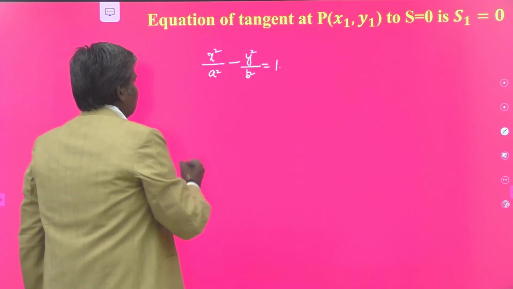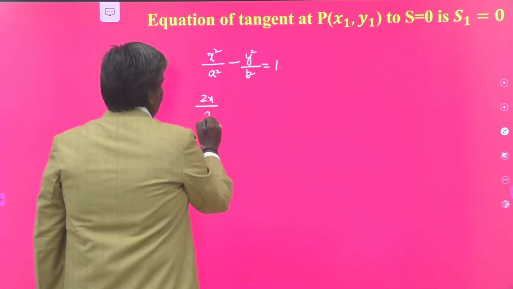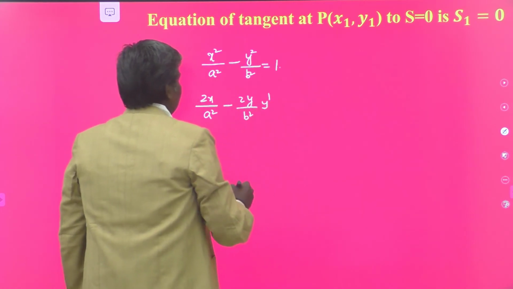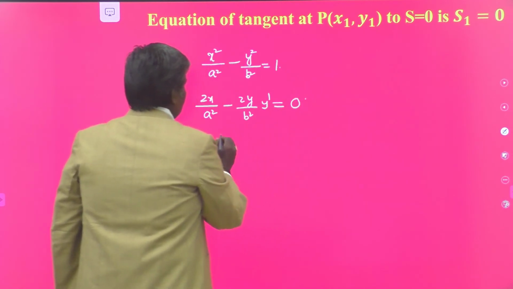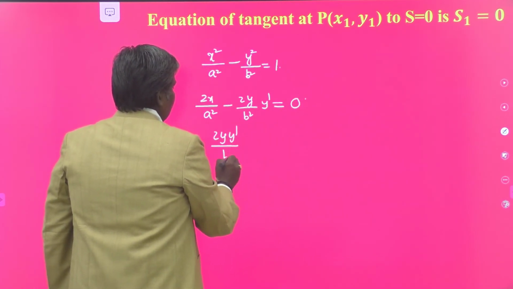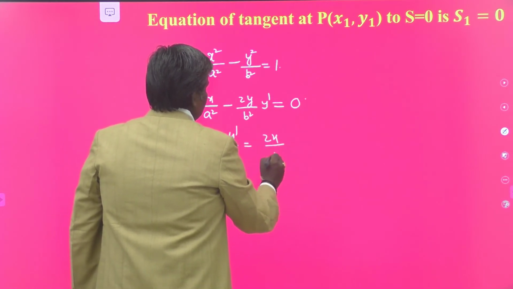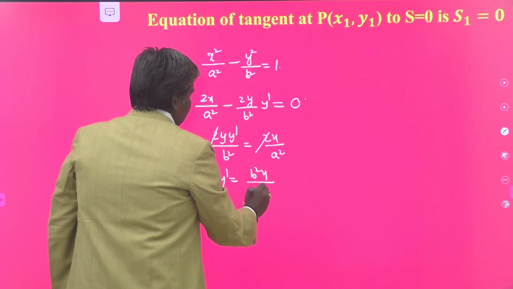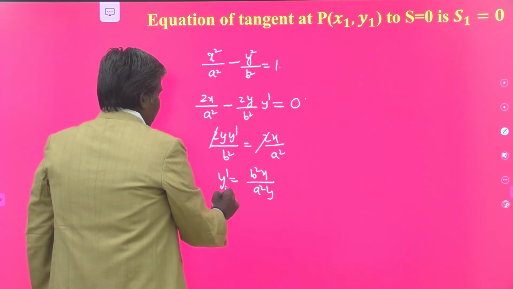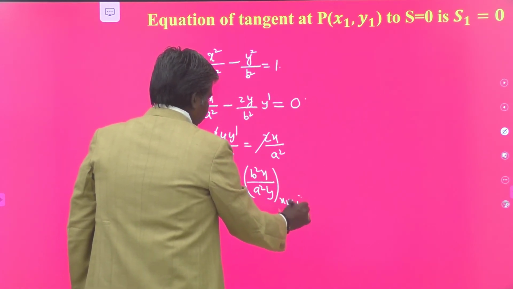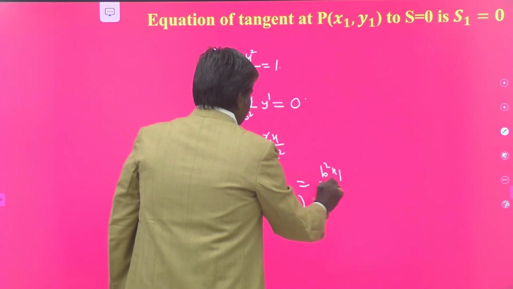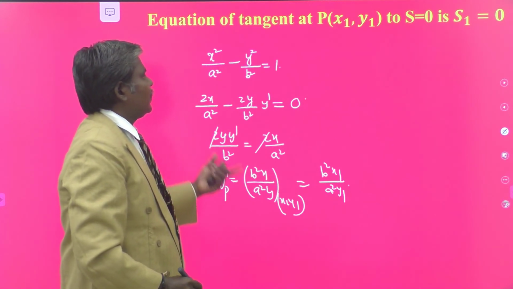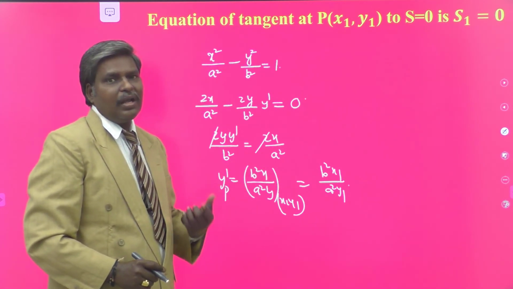Now, differentiate this with respect to x. We get 2x by a square minus 2y by b square into y dash is equals to 0. So, 2y y dash by b square is equals to 2x by a square. Here 2 gets cancelled. y dash is equals to b square x by a square y. y dash at point P(x1, y1) is b square x1 by a square y1. This is the slope of the tangent at point P(x1, y1) to your hyperbola.